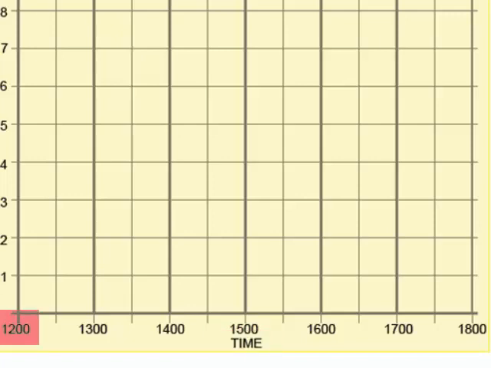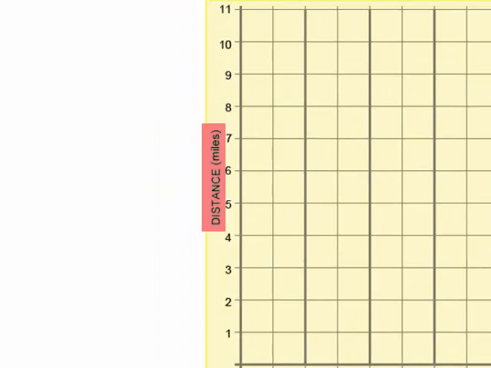In a distance time graph, the time is always placed along the x-axis. In this example, the time represents a period from 1200 hours to 1600 hours. The distance is along the y-axis, and this represents a distance in miles from 0 miles to 11 miles.